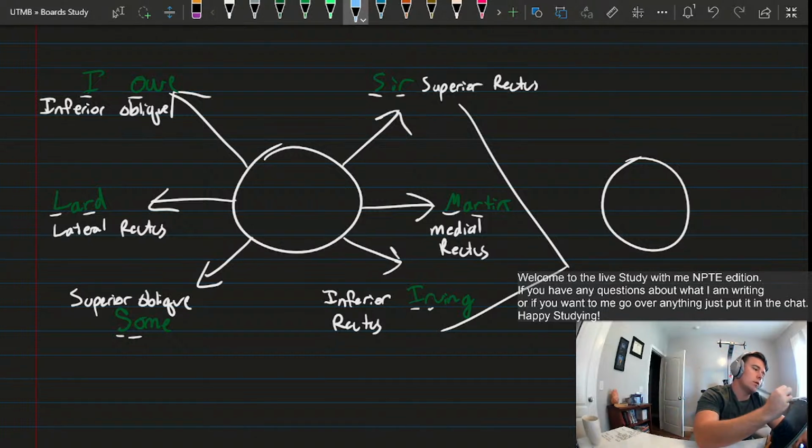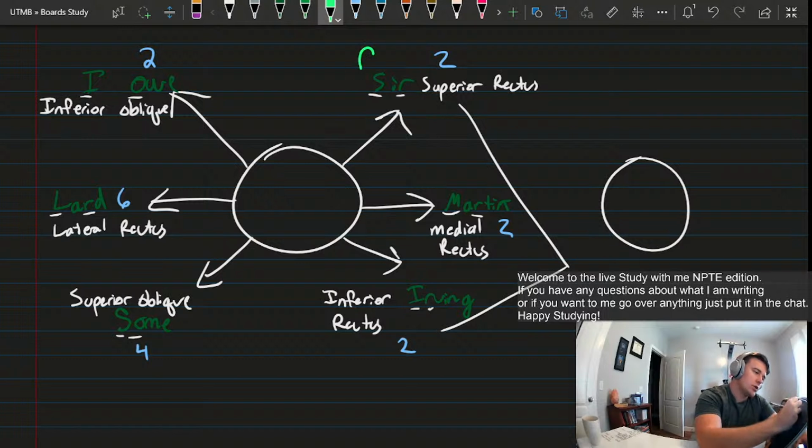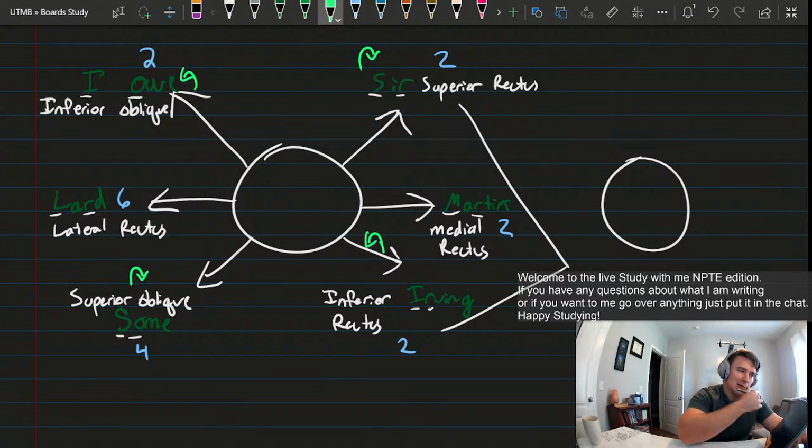So with this, you've got the nerves, which start at the top left, 2, 2, 2, 2, 4, 6. And then the 2 S's are intorsion. And the 2 I's are extorsion. So extorsion is the I's, intorsion is the S's. So that is all of the eye muscles, and of course to go to the left eye, you'll just mirror this.